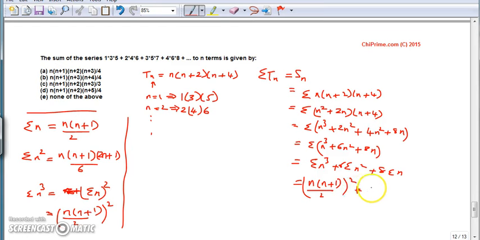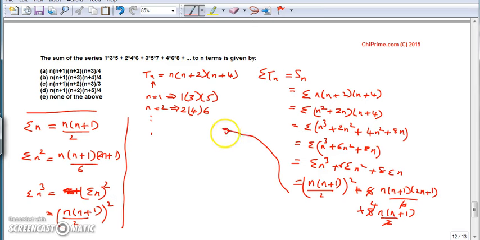We know that sigma n squared is given by n times n plus 1 times 2n plus 1 over 6. That's convenient, the 6's cancel out. And we know that sigma n is given by n times n plus 1 over 2. Again, the 2 and the 8, you get a 4. So simplifying this expression, let's go here to do the simplification.